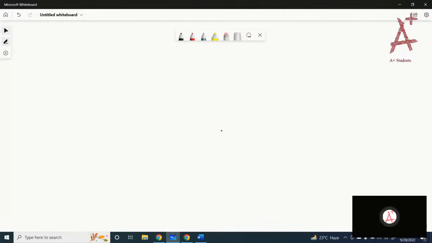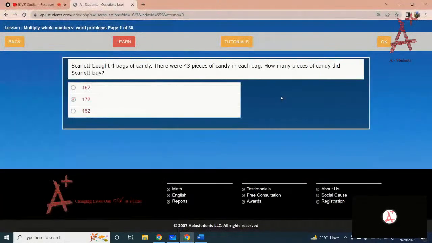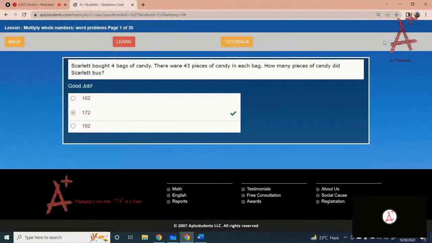So 43 times 4 is... 4 times 3 is 12. Very good. Write the ones digit over here and carry the tens. 4 times 4 is 16 and 1 is 17. That means in total she has 172 candies. So select the correct option and click on the OK button.